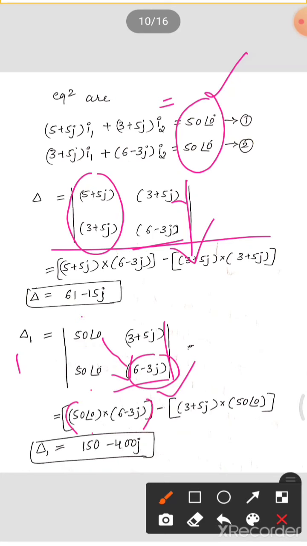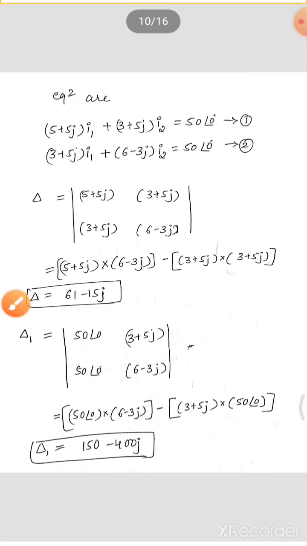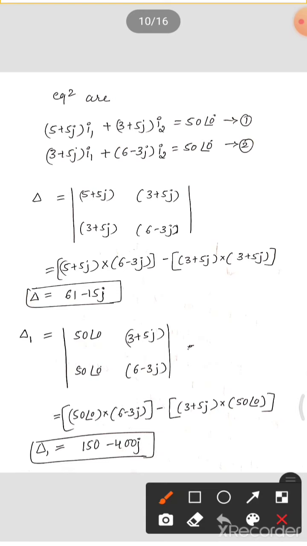Okay, multiply this, minus multiply these terms. That is 3 plus 5j into 50 at an angle 0. So if you simplify this, you get 150 minus 400j as delta 1. Similarly, delta 2 is what? You have to calculate delta 2. Delta 2 will be in the same matrix.